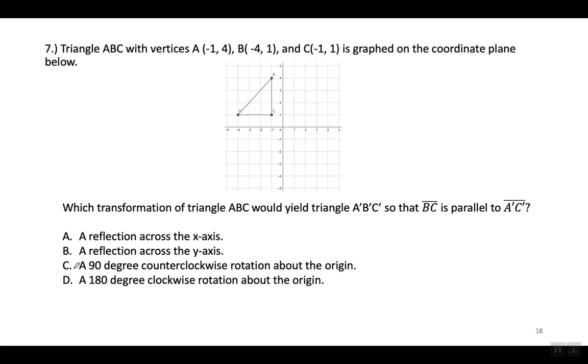Let's look at letter C, a 90-degree counterclockwise rotation about the origin. Now, we could go through the trouble of getting the exact coordinates and it wouldn't be that big of a deal, but I prefer if you realize that you could do it without getting the exact coordinates. Let's take this line right here, which is the line that we're interested in. If we rotate that segment 90 degrees counterclockwise, that's to the left, the new triangle would be somewhere like this.